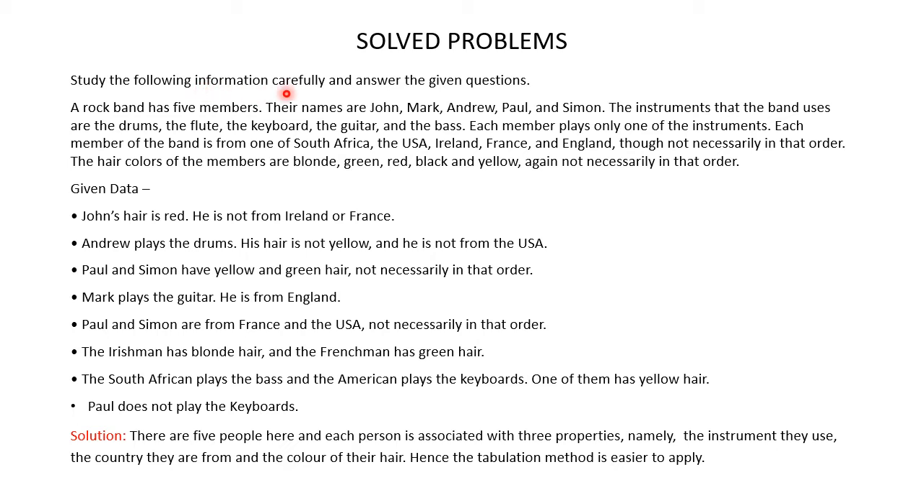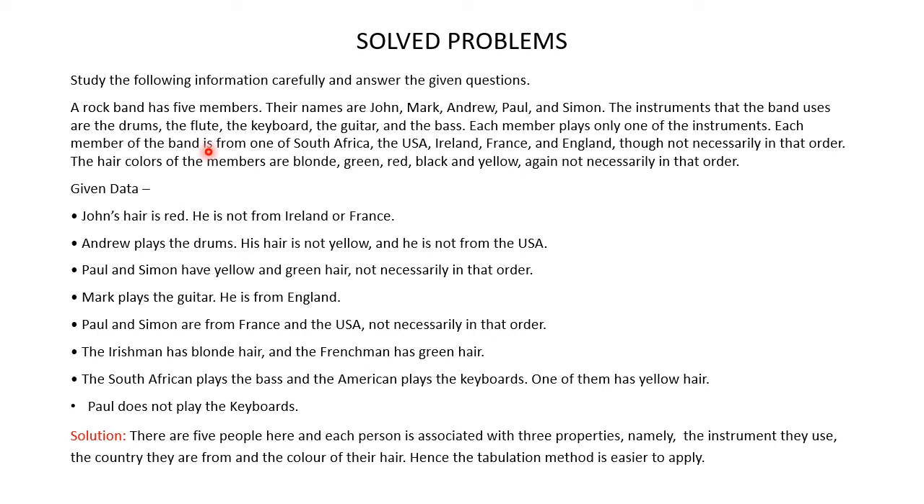Study the following information carefully and answer the given questions. A rock band has 5 members. Their names are John, Mark, Andrew, Paul, and Simon. The instruments that the band uses are the drums, the flute, the keyboard, the guitar, and the bass. Each member plays only one of the instruments.